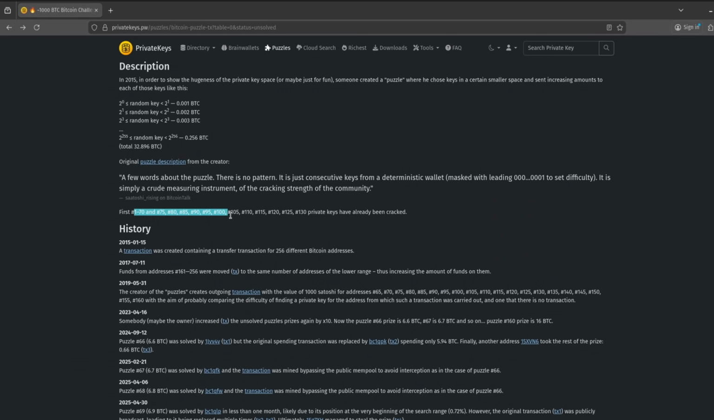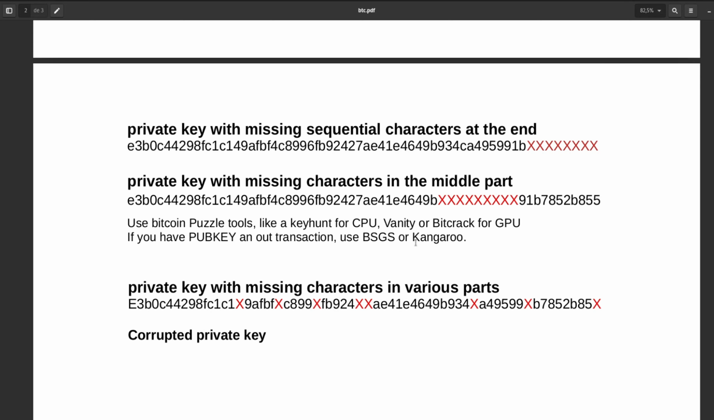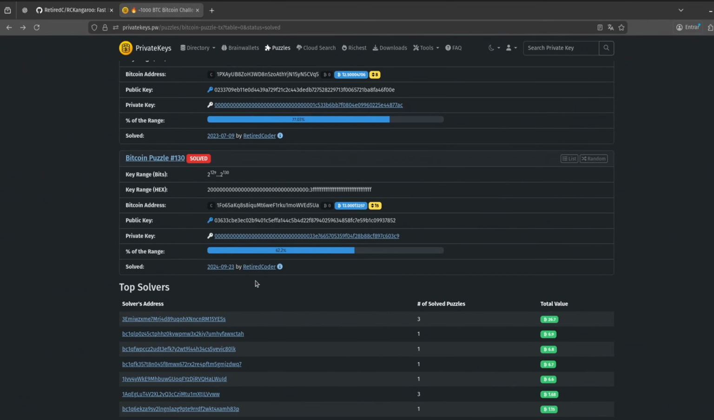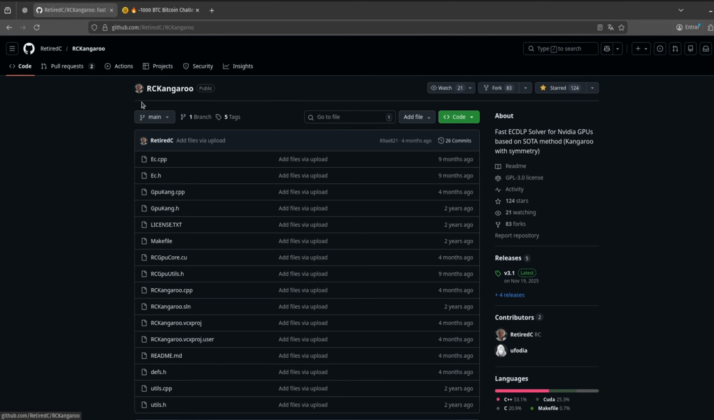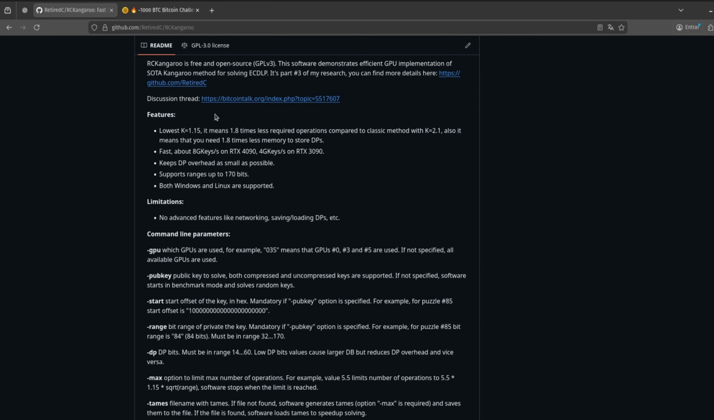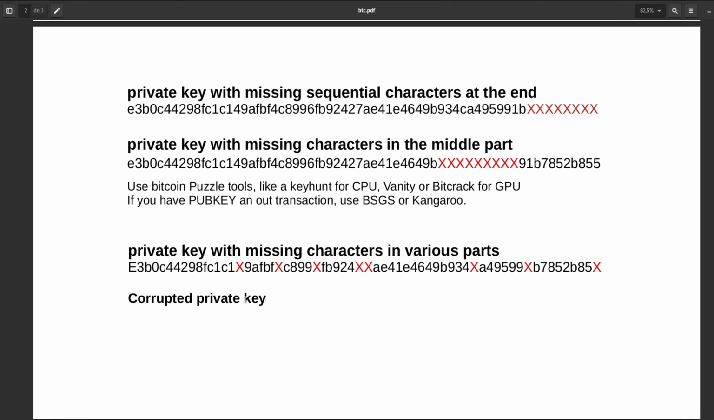That's the reason they've been resolved. The last one was 130, which was even resolved using the kangaroo algorithm, which is another algorithm that also uses the public key. It was solved by Retired Coder. There are about 30 characters. Fortunately, Retired Coder shared his code in one of his posts on the Bitcoin Talk forum, and he commented that he had used approximately 20 RTX 4090 graphics cards.